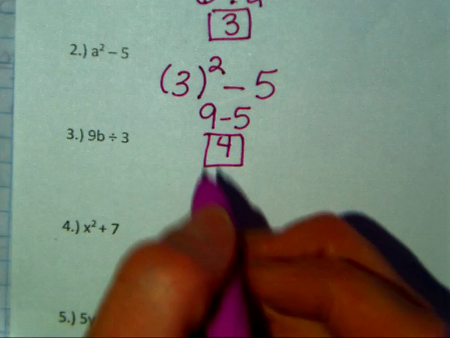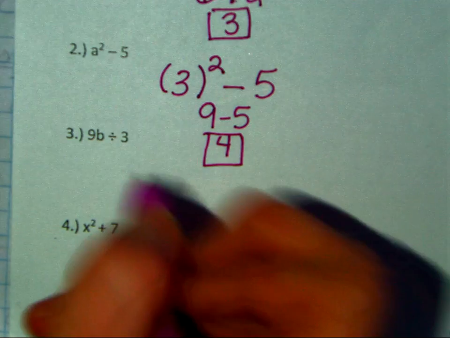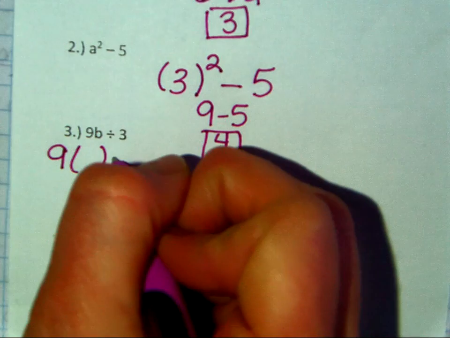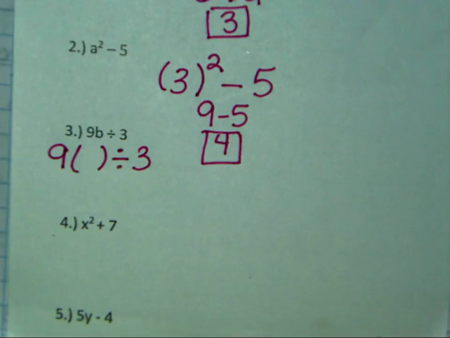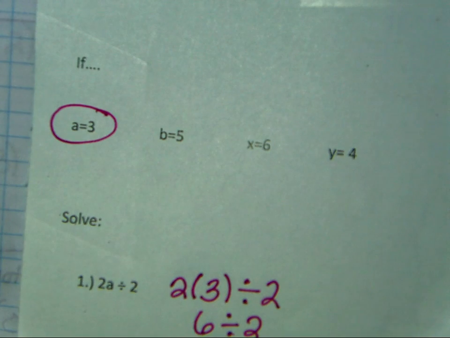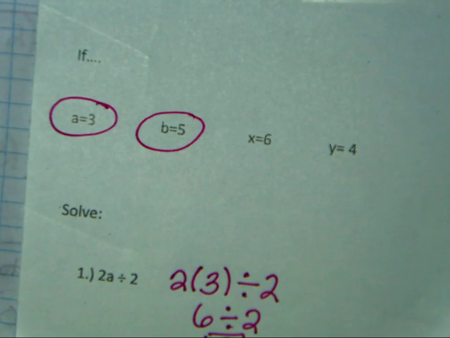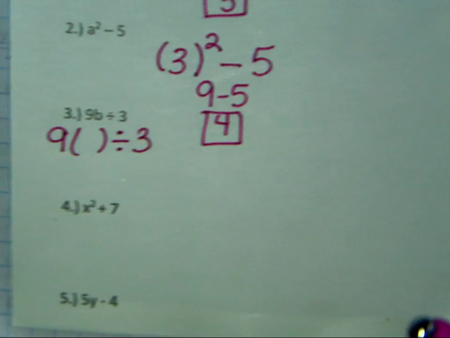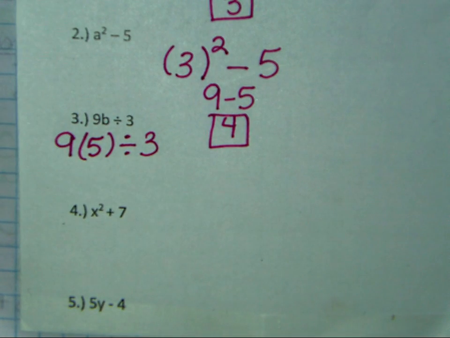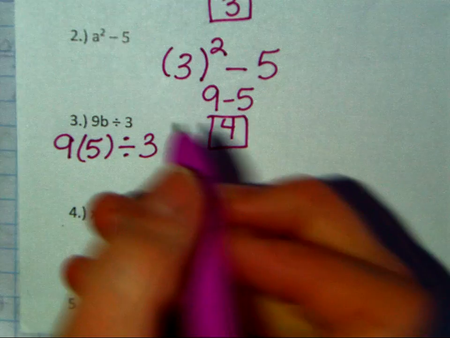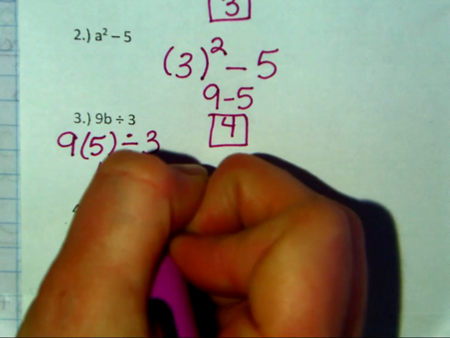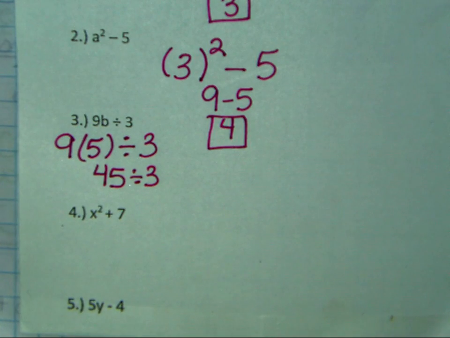All right, so I've got 9b divided by 3. I'm going to write my expression. 9, leave a blank for b, divided by 3. Plug in the value for b, which when we look above, we see that the value for b is 5. So we're going to plug that in. And now we're going to work from left to right, excuse me. 9 times 5 is 45. Good. What is 45 divided by 3? 15.